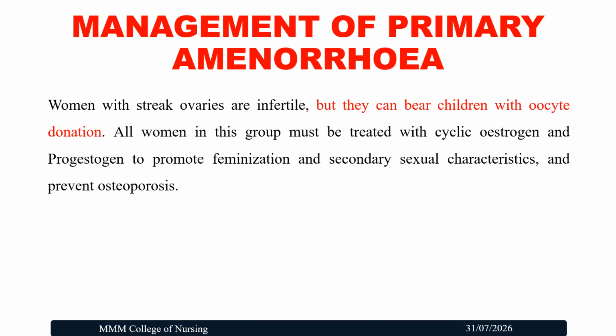Women with streak ovaries are infertile, but they can bear children with oocyte donation. All women in this group must be treated with cyclic estrogen and progesterone to promote feminization and secondary sexual characteristics, and also to prevent osteoporosis.